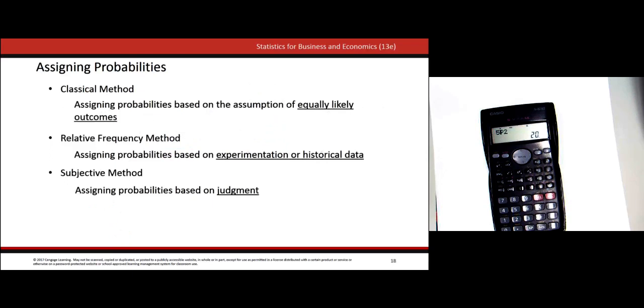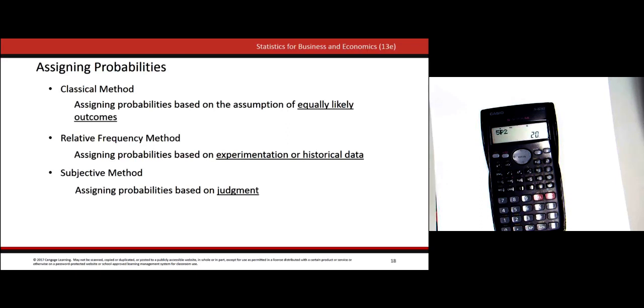And these are the ways to assign probabilities. Classical method. If you have equally likely outcomes, then you use this method, which means probability of the occurrence of all outcomes are equal. You may not have equally likely outcomes. You may have some data, past data or historical data. You can use this data to assign probabilities. You can use relative frequency method to assign the probabilities.